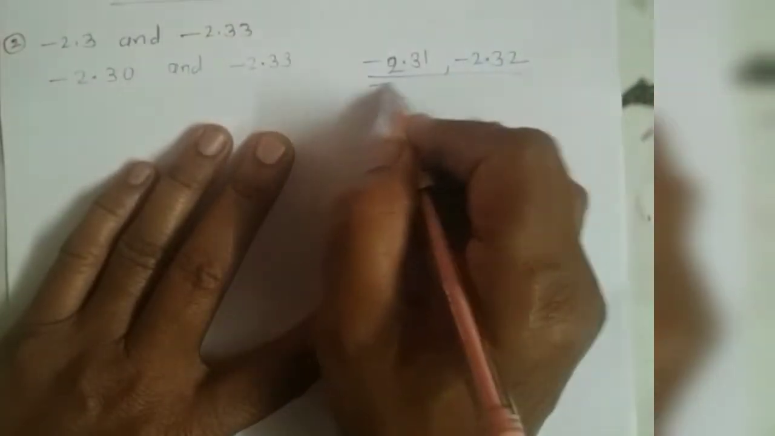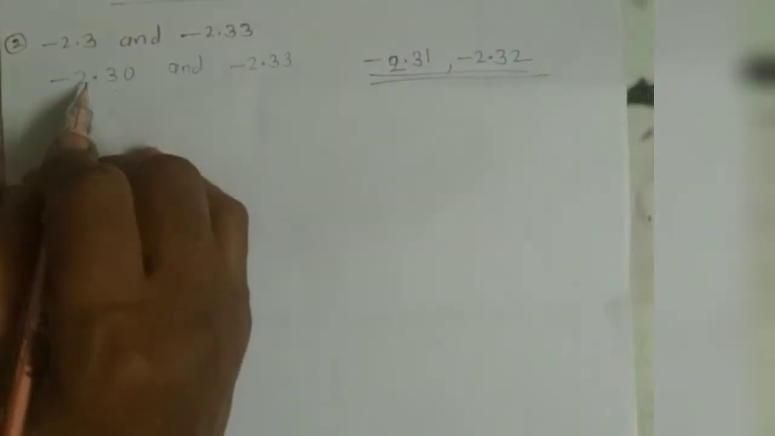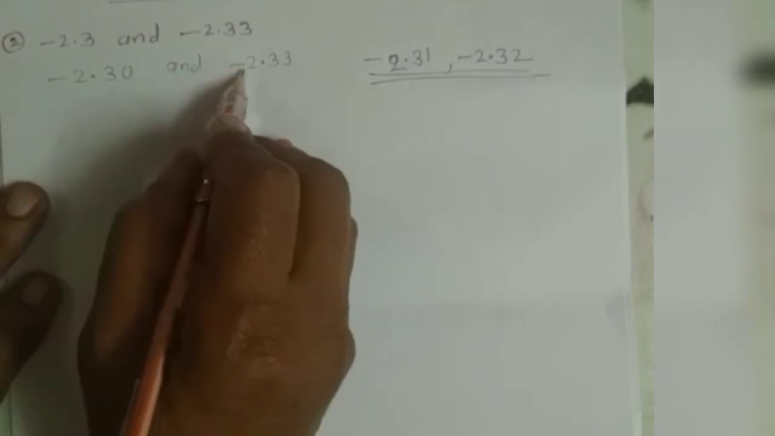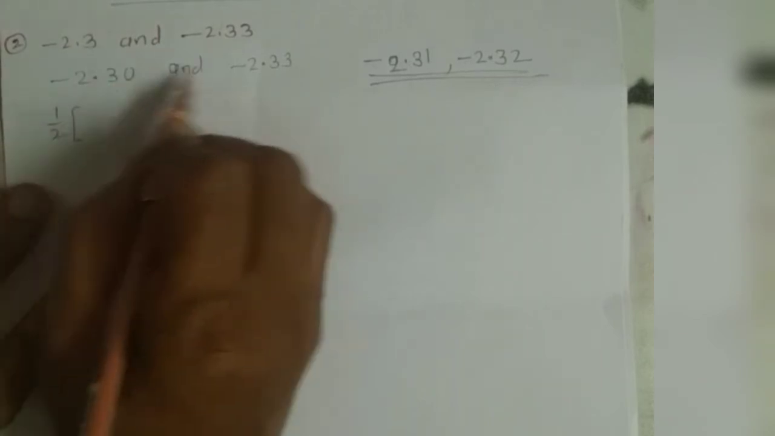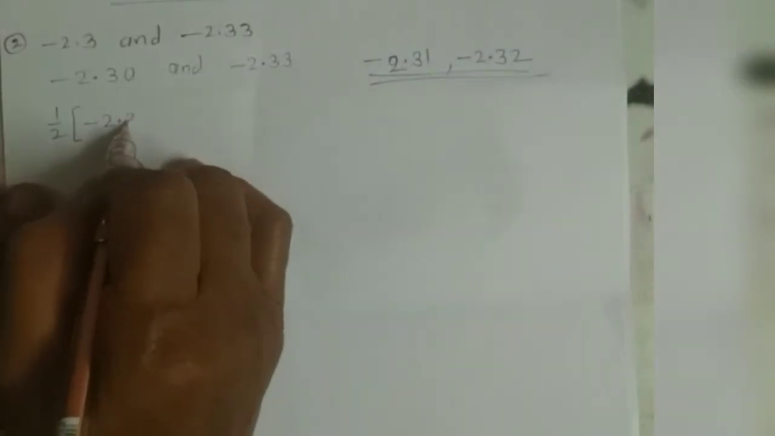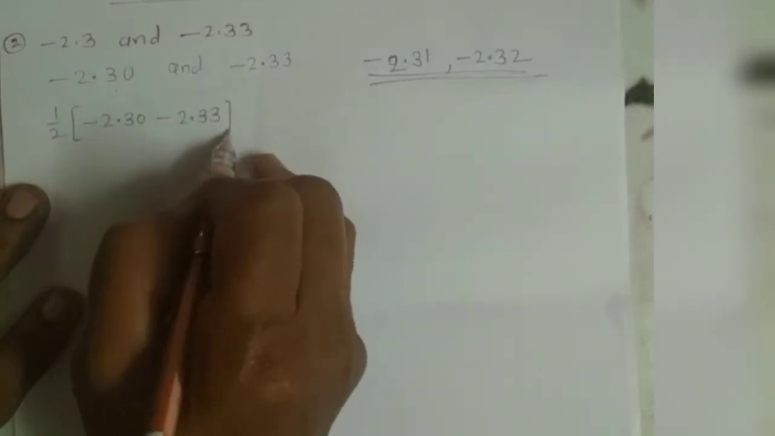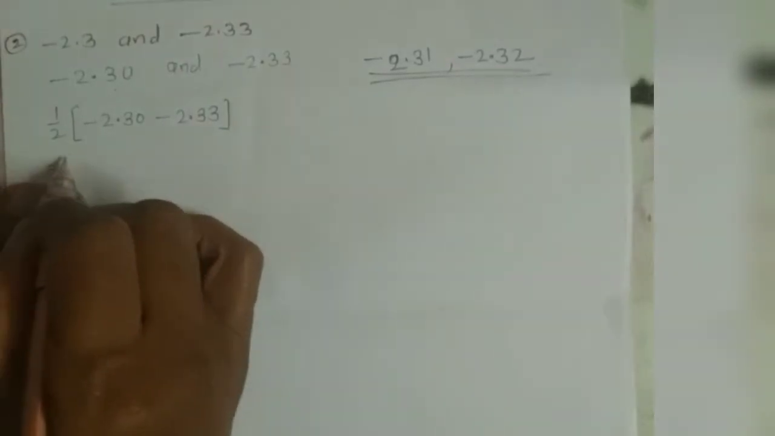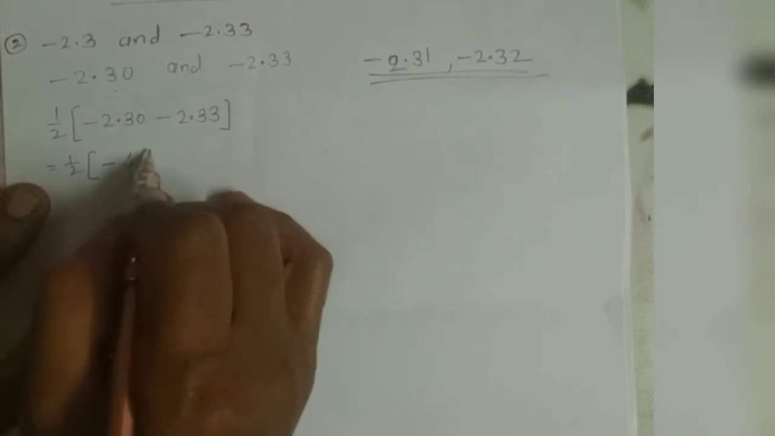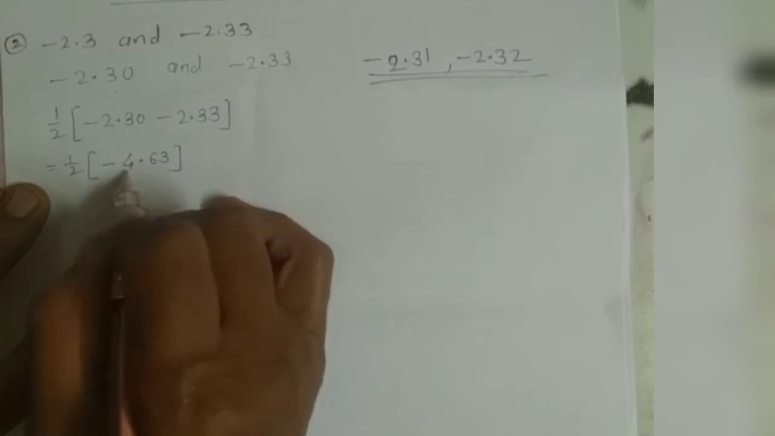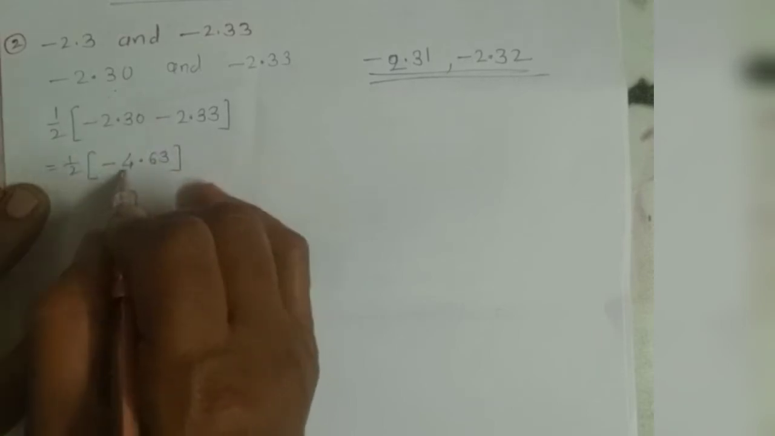These numbers we write orally. But according to the mathematical concept of average, we can find the sum of the two numbers and divide by 2. Like this way, 1/2 times the sum of these two numbers, -2.30 and -2.33, because algebraic addition is there, is equal to 1/2 times the addition, which becomes -4.63. This is 3 plus 0 is 3, 3 plus 3 is 6, 2 plus 2 is 4.